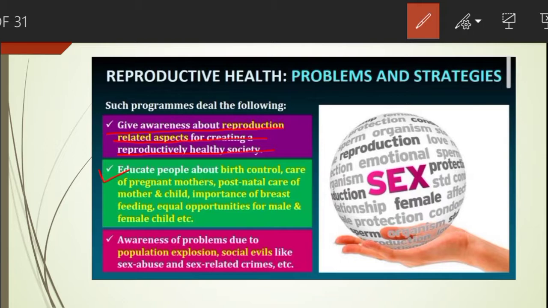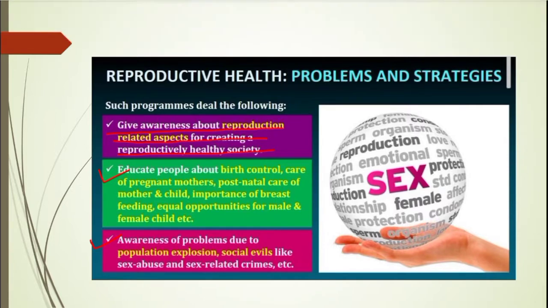They educate people about birth control, care of pregnant mothers, postnatal care of mothers, means after the delivery, what care should be given to the mothers and the children, importance of breastfeeding after the delivery of the infant, why it is very important for the breastfeeding, means the mother's milk, equal opportunities for male and female child, etc. Then awareness of programs due to population explosion, social evils like sex abuse and sex-related crimes, etc.